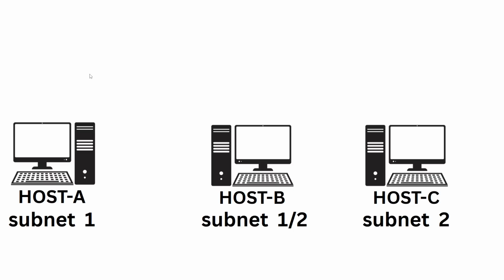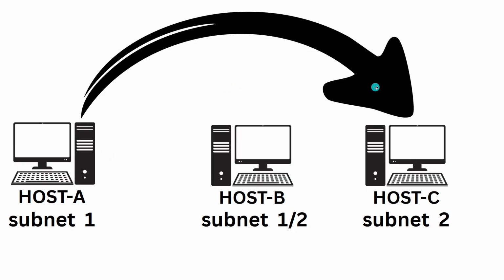I've got a puzzle for us to figure out. We have three computers. Host A is on subnet 1, host C is on subnet 2, and host B sits in between them and is on both subnets 1 and 2. The question is, using a private key on host A, how do we get to host C despite it being on a completely different subnet?